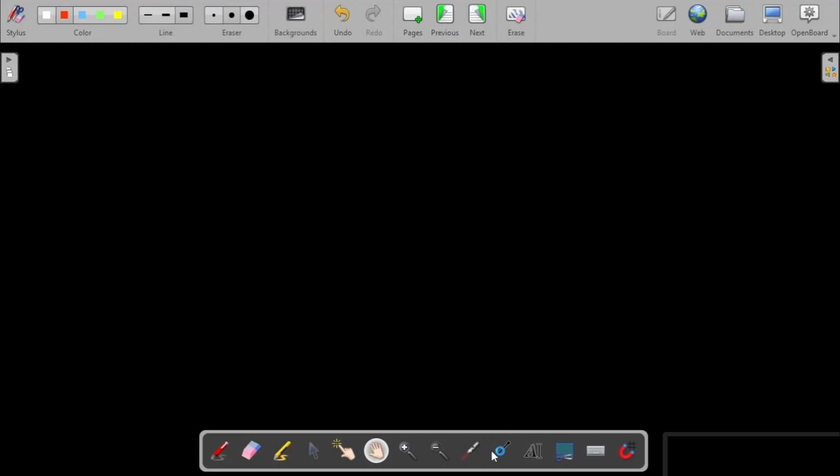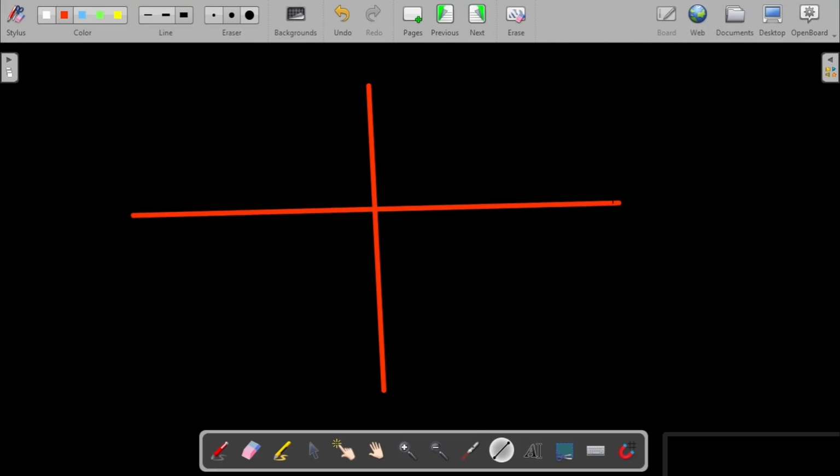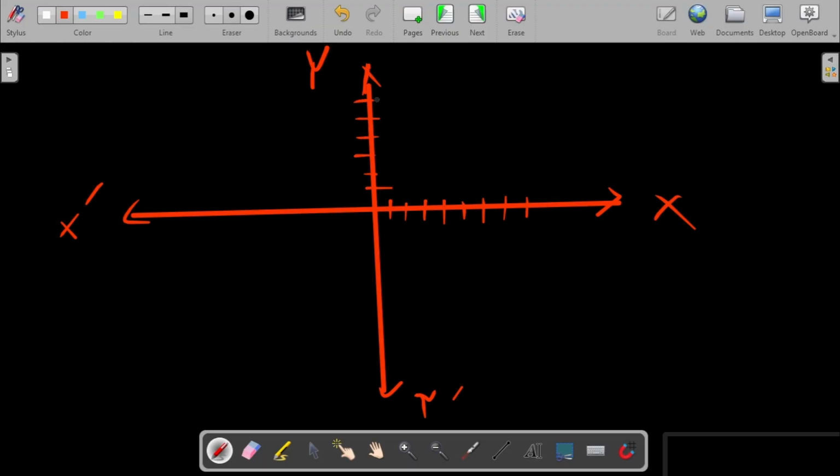So all of you know the Cartesian plane. If I draw a Cartesian plane, like this is x-axis and this is y-axis. So this is x dash and this is y dash. The x-axis is called the real axis and the y-axis is called the imaginary axis. Suppose this is 1, 2, 3, 4, 5, 6, 7, 8, and so on.